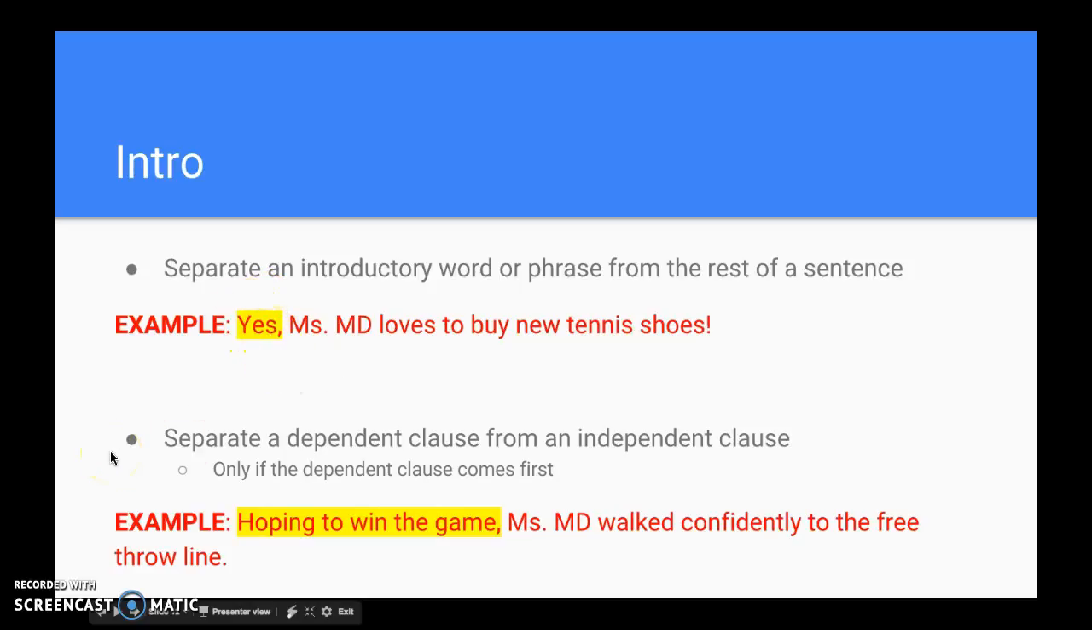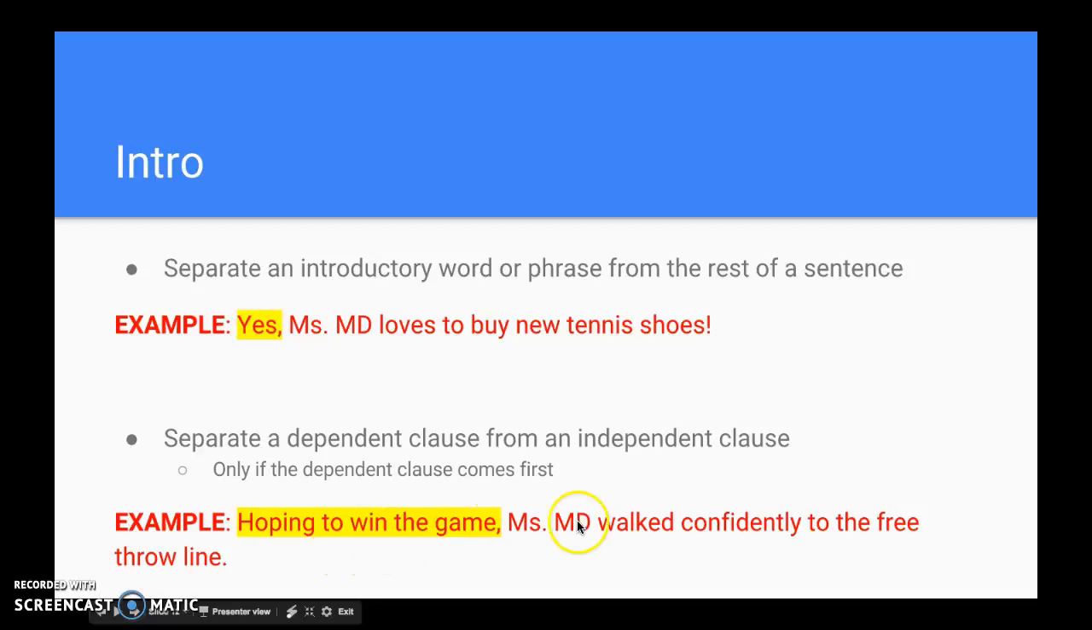Another case in which we use the intro rule is when we have a dependent clause, and by that we mean a word or phrase that cannot stand alone as a sentence. We need to separate it from an independent clause which can stand alone as a sentence. And we're only talking about this if the dependent clause is the thing that comes first. Again, hence our introductory rule. Let's look at an example.